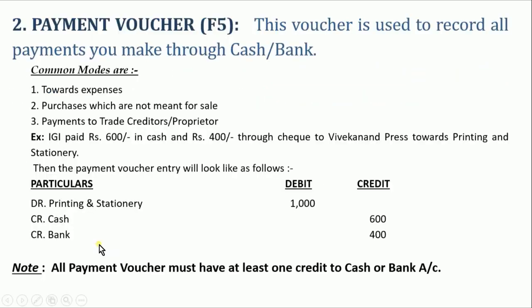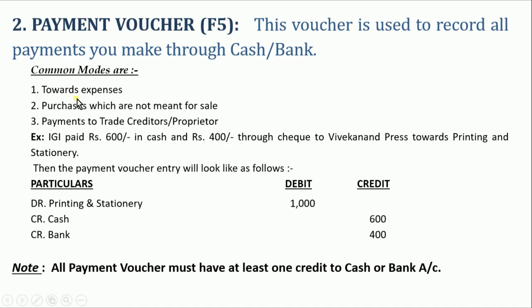Next one is the payment voucher. And the shortcut key is F5. In the accounting voucher screen, by pressing the F5 function key, we can activate the payment voucher, or maybe by pressing the payment button. This voucher is used to record all payments you make through cash or bank account. That means on the credit side must be cash or bank, and on the debit side there may be some expenses or anything. We can see what all things we can take.